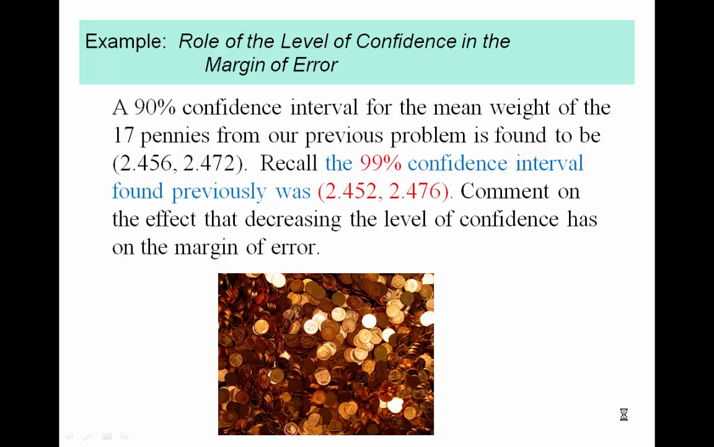Now we're back to our pennies. A 90% confidence interval for the mean weight of the 17 pennies from our previous problem is found to be from 2.456 grams to 2.472 grams. Recall the 99% confidence interval found previously was from 2.452 grams to 2.476 grams. Comment on the effect that decreasing the level of confidence has on the margin of error.